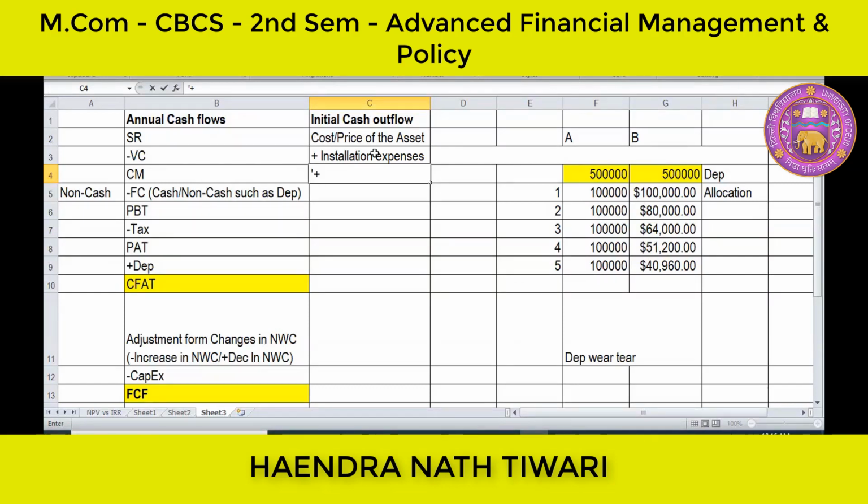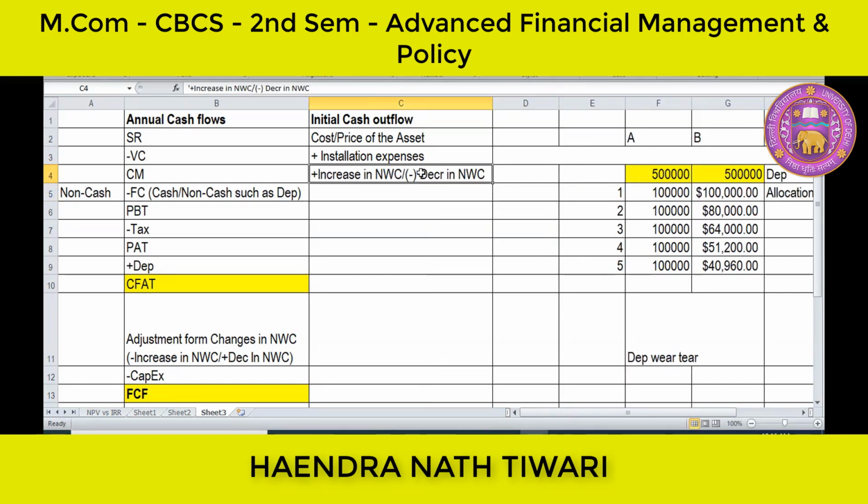because of this asset, there may be an increase in working capital, or if there is a decrease, then we reduce that. Decrease in working capital. Now, what does it mean? Let's understand.